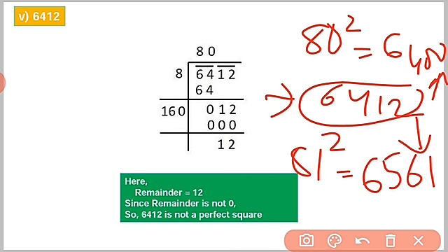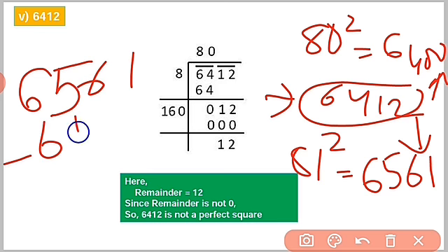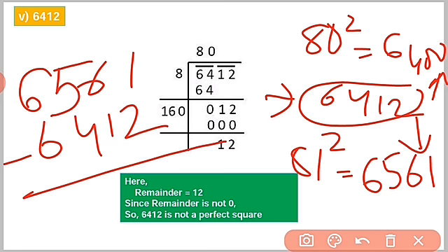Then obviously the perfect square so obtained will be greater than 6412. So what we must do to find that number, we must subtract 6412 from 6561. So what will be the answer? It will be 149.